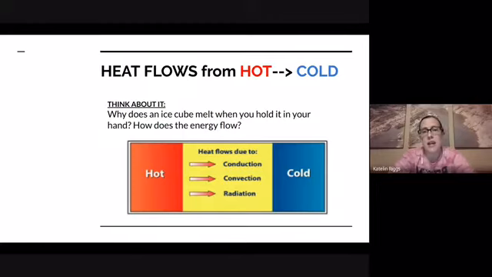So if you look at the diagram here, heat is always going to flow from hot to cold, and it'll do so in 3 different ways. And they're pretty different from one another, although a lot of times more than one is happening at the same time. So you have conduction, convection, or radiation. And obviously, we're going to go into the difference between those next.